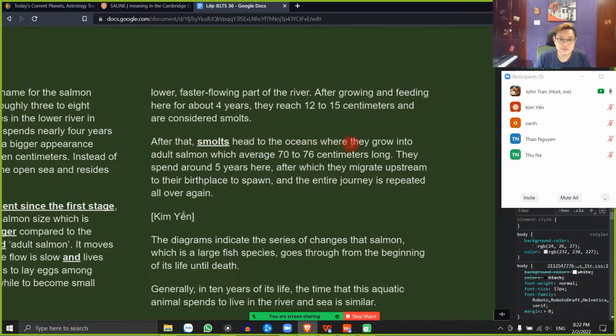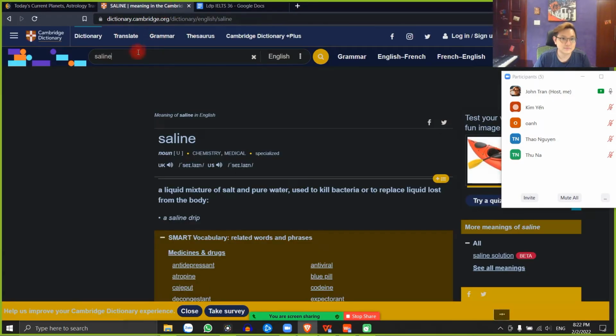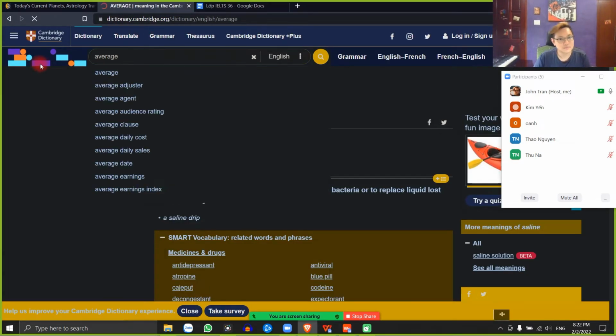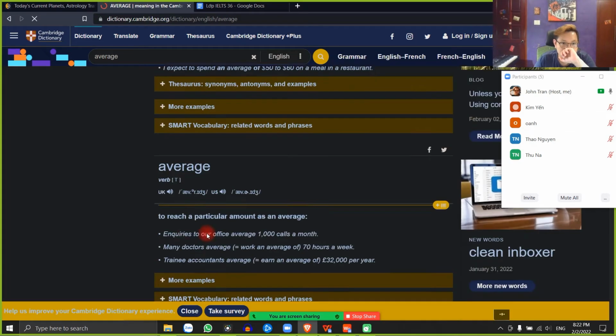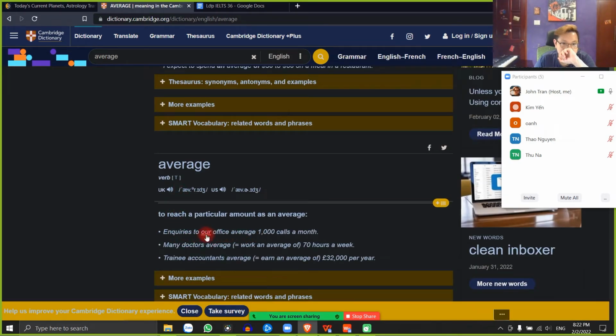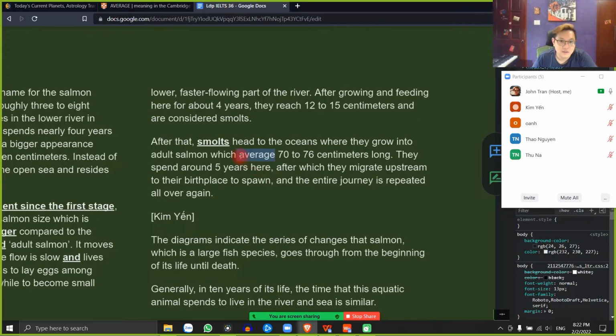Smoked head to the ocean where they grow into adults. Head, động từ to head. It's a verb to head, you know, head to the oceans. Which average? Okay, you can use average as a verb too. Động từ to average. This is a verb average, you know. To reach a particular amount as an average. Đạt được một con số trung bình. Alright.